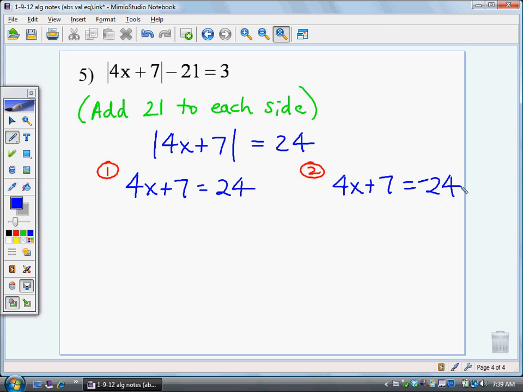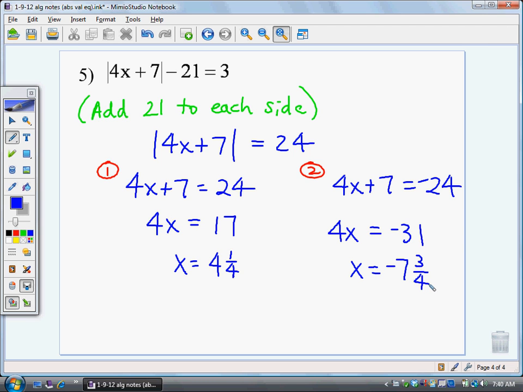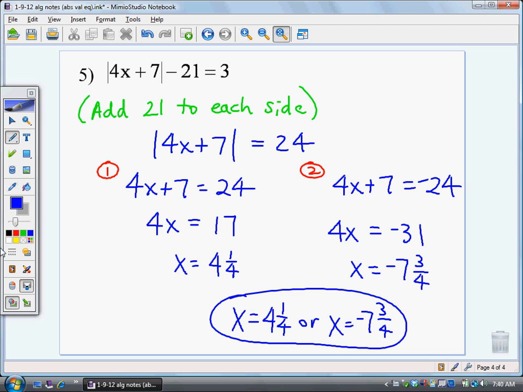In all of these, you have to remember, because of the absolute value symbol, there are two things that have an absolute value of 24: 24 and negative 24. So you subtract 7, and you get that 4x is equal to 17. Divide by 4, and you get that x is equal to 4 1/4. Over here, subtract 7, you get that 4x is equal to negative 31. Divide by 4, you get that x is equal to negative 7 3/4. And so it's either 4 1/4 or negative 7 3/4. And that's correct. And if you plug those in and check, you're going to get the same answers.